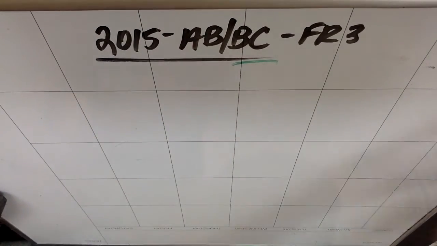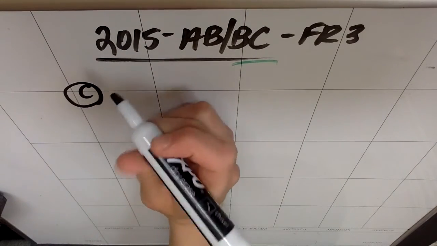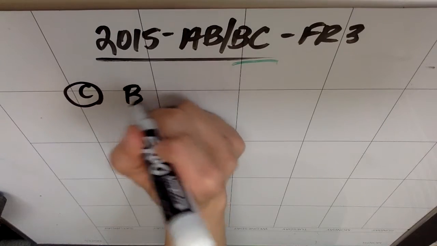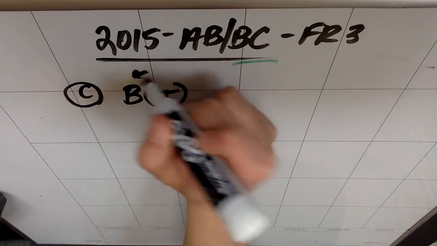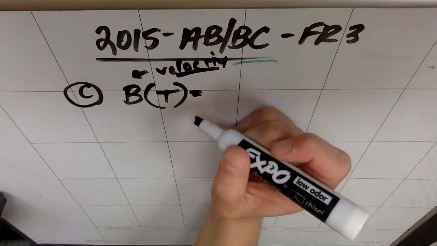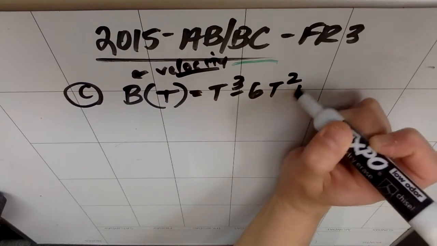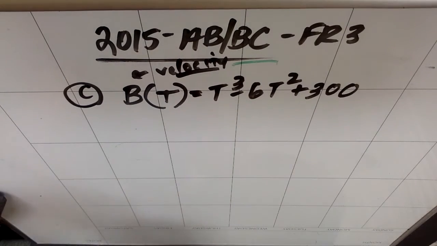So I know that Bob has a velocity, right? So Bob's velocity is B of T. And again, I'm just going to make a note for myself that it's velocity, because they went out of their way to call it B for Bob. So this is his velocity, not his position. And what they want is his acceleration at t equals 5.